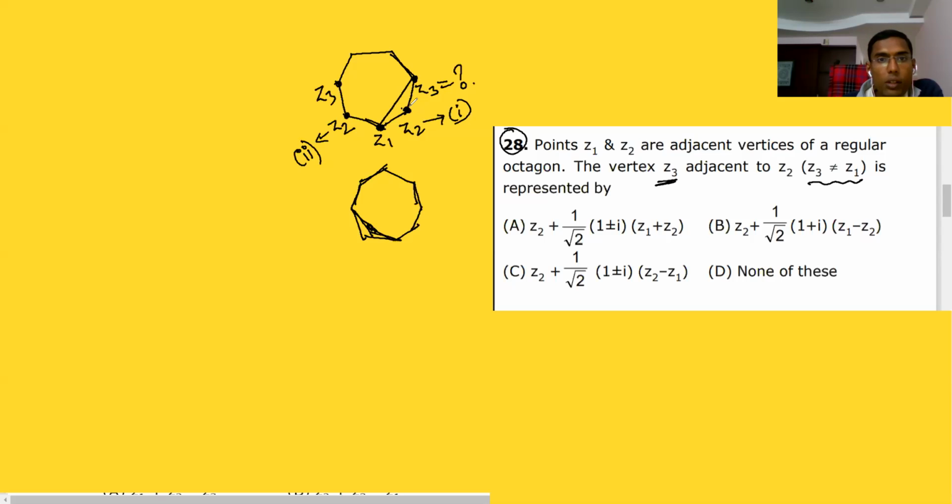This is z3. So this is a regular octagon. Regular octagon means what is the internal angle of the octagon? I think you know this one. 2n minus 4 times pi by 2 is the internal angle. So here n is 8, octagon means 8. 2 times 8 is 16, minus 4 is 12.